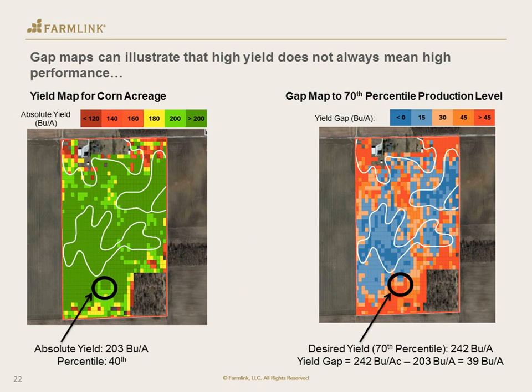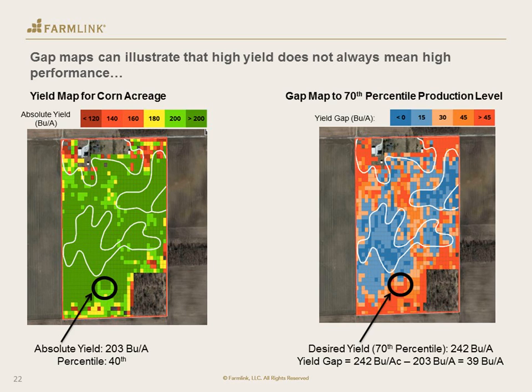This slide puts the yield map side by side with a gap map, and it's really an interesting and informative comparison. So looking at the yield map on the left, it's clear that the performance of this field was strong. The map shows near uniformity of absolute yield throughout the majority of the field. The yield performance looks really good. However, high yield doesn't necessarily mean high performance. Look at the gap map on the right. It tells us a much different story. You can see that in many parts of the field, there's still significant room for improvement at the 70th percentile.